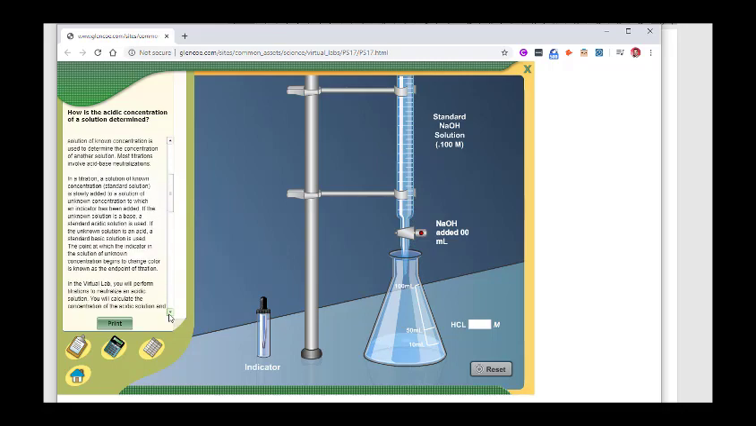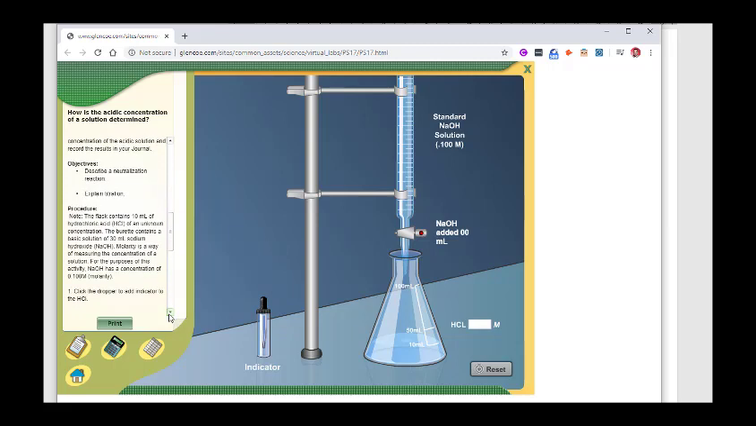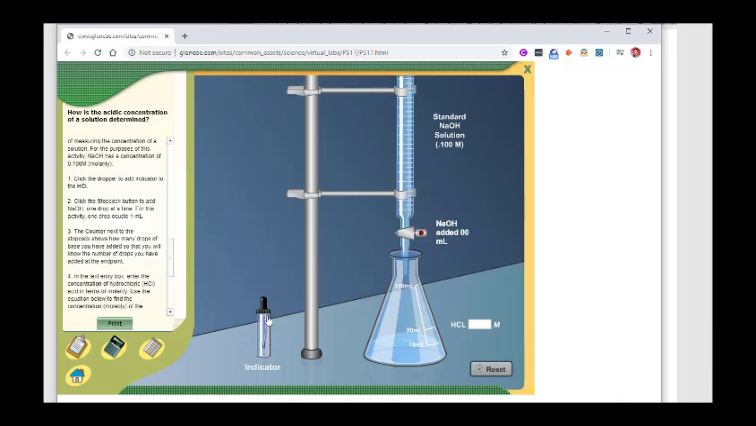Okay, you need to read quickly through the instructions here. Okay, pretty straightforward. So what we need to do is firstly add the indicator. So just pick up the eyedropper, add a couple of drops, we'll put that back. And then step 2, we need to then start the titration process by opening up the stopper and allowing some of the sodium hydroxide to come in.